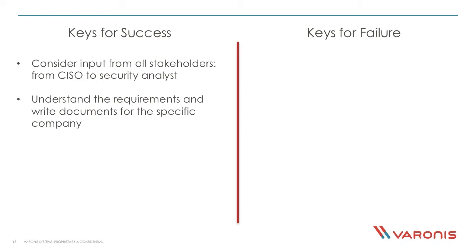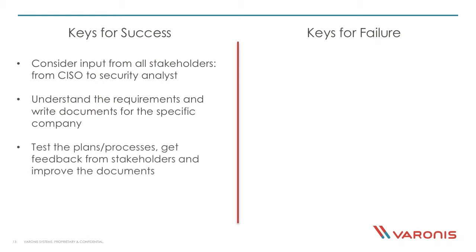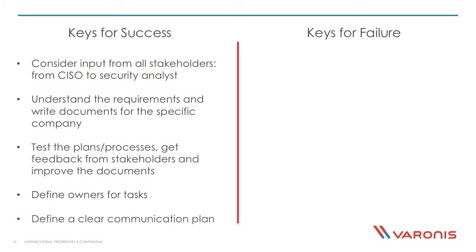The third key for success is to test the process, get feedback from stakeholders, and improve the documentation. Don't just write the document and that's it. You should rehearse the process and plans and make sure that everyone's comfortable with it. The fourth key for success is to clearly define the owners for tasks, so you can avoid people passing their responsibility when things happen. And the last key for success is to define a clear communication plan, which you'll learn more about in the next modules.